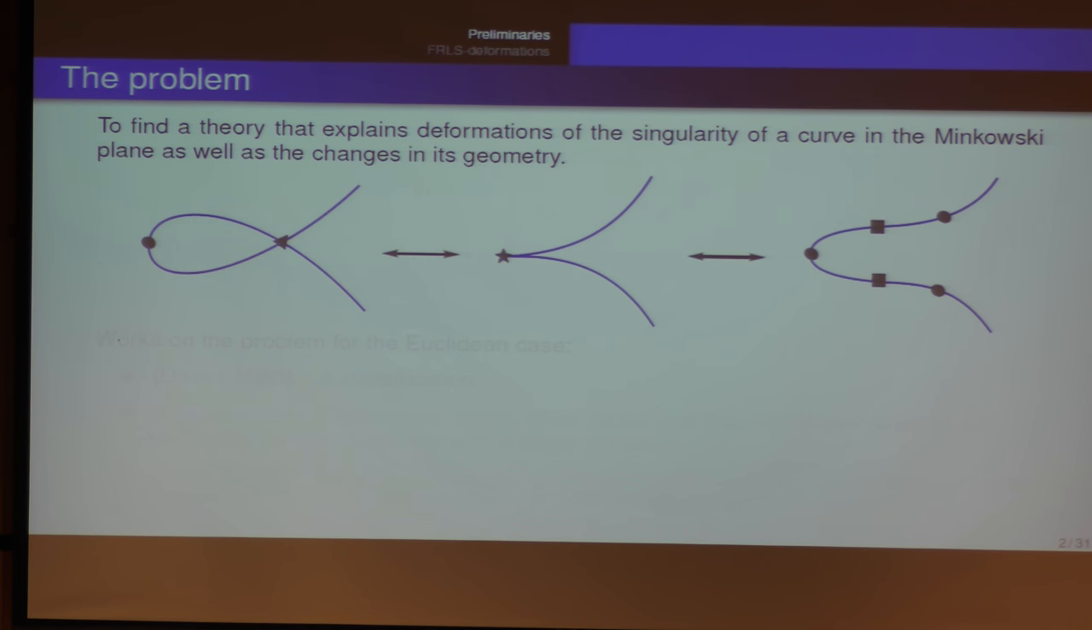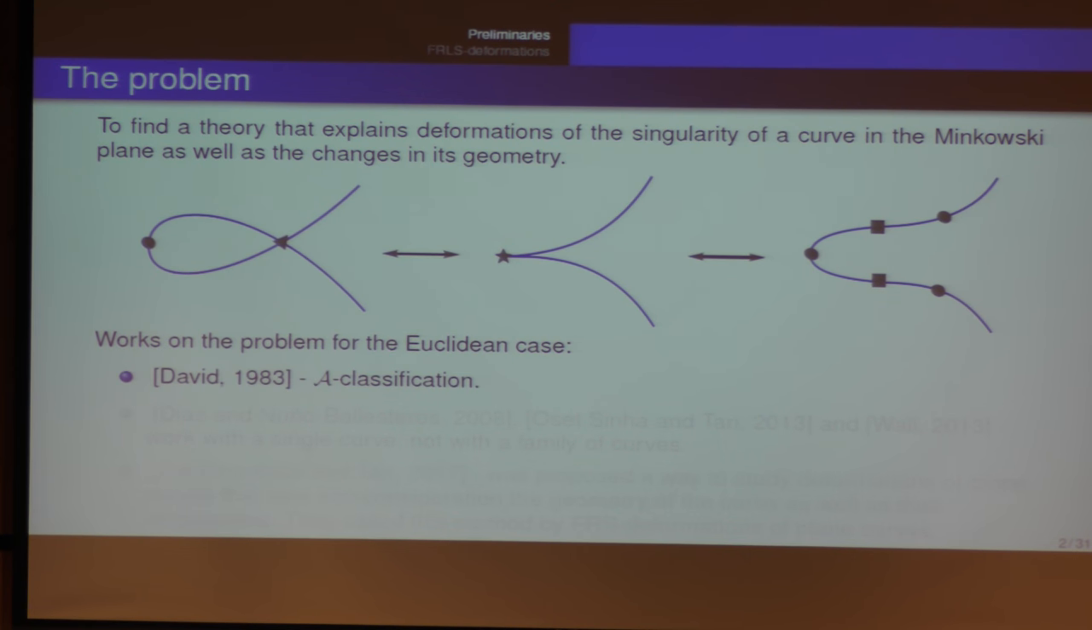Okay? Here we note that on one side of the transition we have one inflection point and one self-intersection point. And on the other side of the transition we have three inflection points and two vertices. Okay? There are some works on this problem for the Euclidean case.